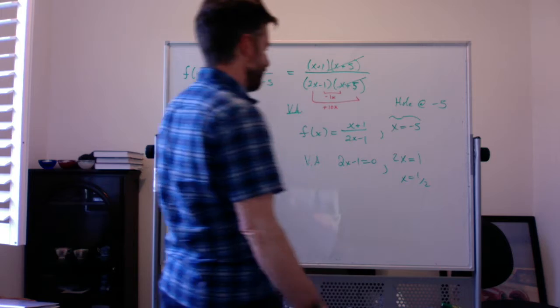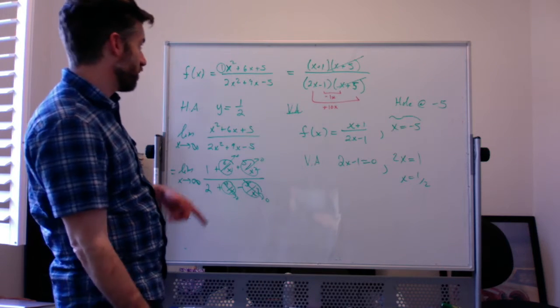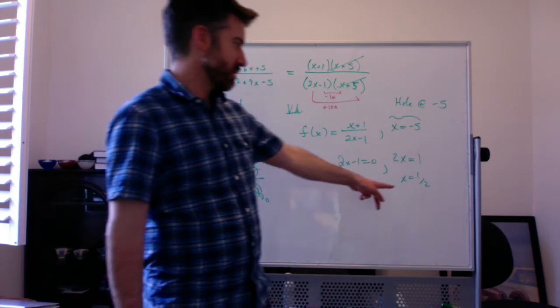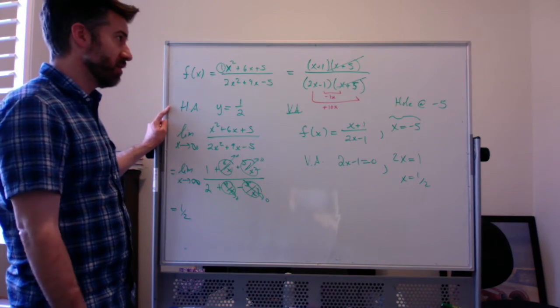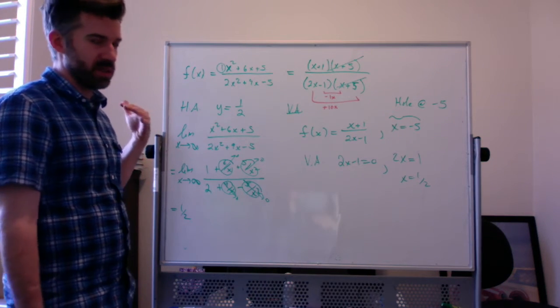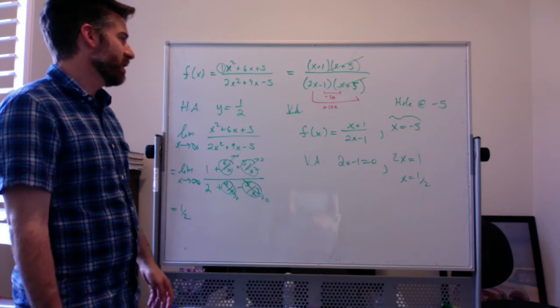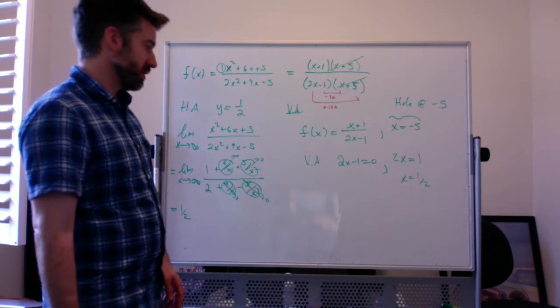The reason I don't love this is because it's purely a coincidence that this 1/2 value for the vertical asymptote is the same as our horizontal asymptote value. I could have easily made the values different, so I don't love that. Why don't we do another example on the other side?